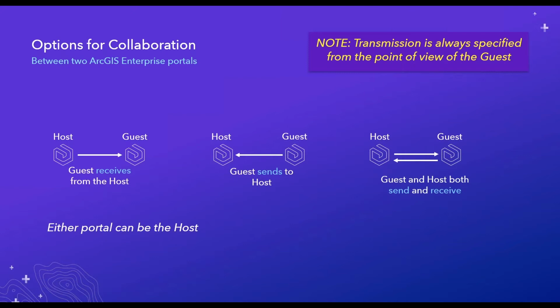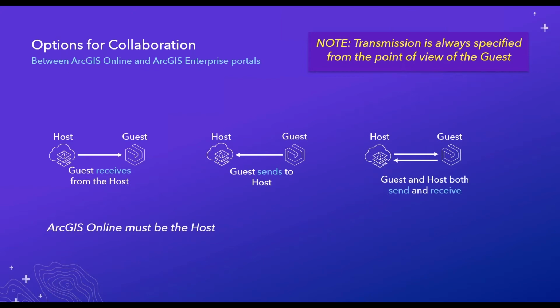I know it may seem a little counterintuitive, but that's what you have to remember when you're setting up your collaboration. Our third example is actually a bidirectional communication. You do have the option for the hosts and the guests to send and receive. In a portal-to-portal situation, either portal can be identified as the host. But let's take a look at what happens when you have ArcGIS Online in the mix. When you have ArcGIS Online collaborating with a portal, ArcGIS Online will always be the host.